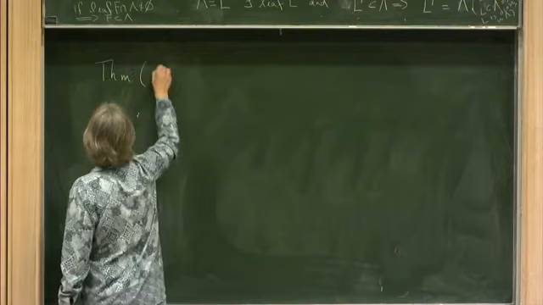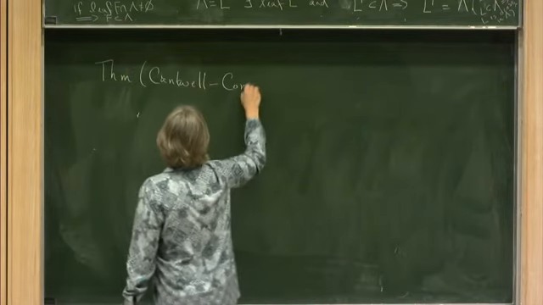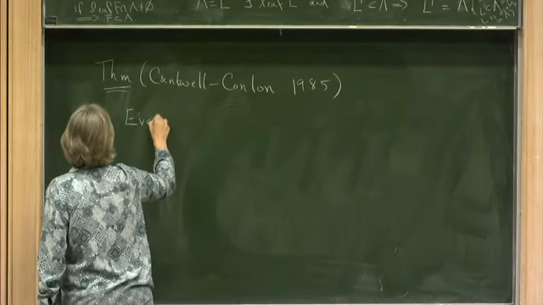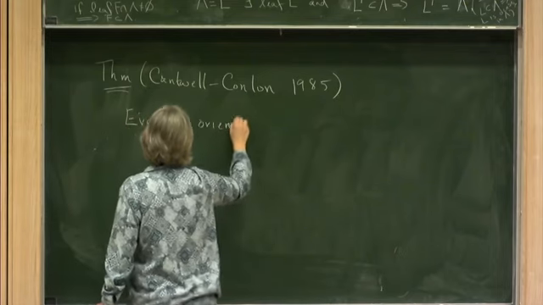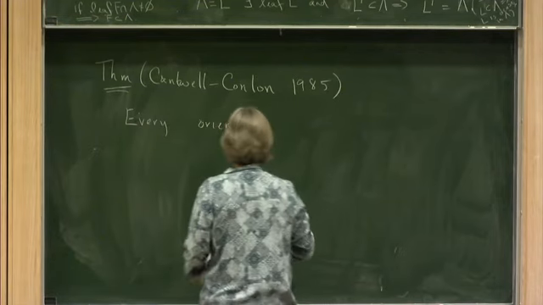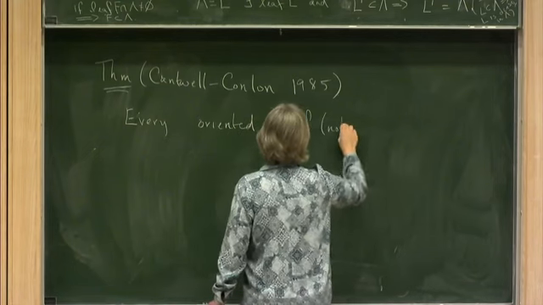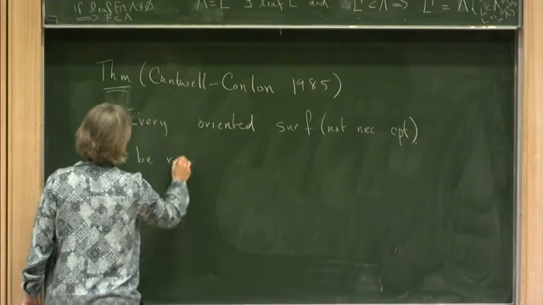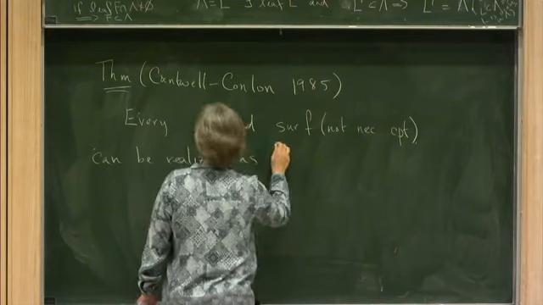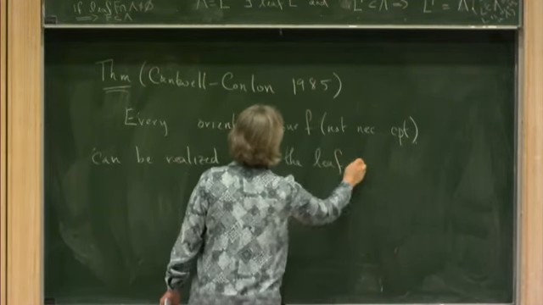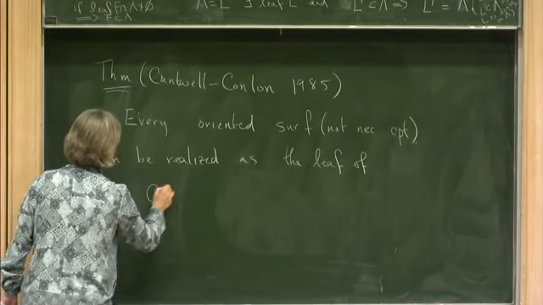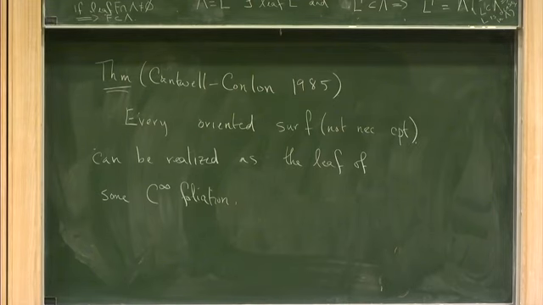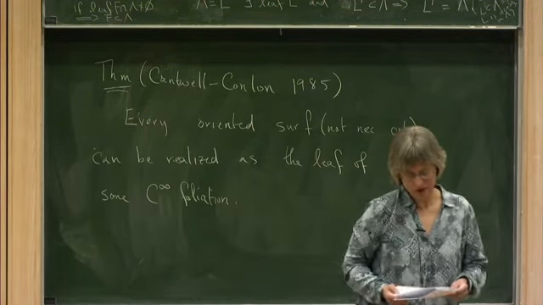So we have this theorem of Cantwell and Conlon from 1985, that every oriented surface, not necessarily compact, can be realized as the leaf of some C infinity foliation. And we're out of time.